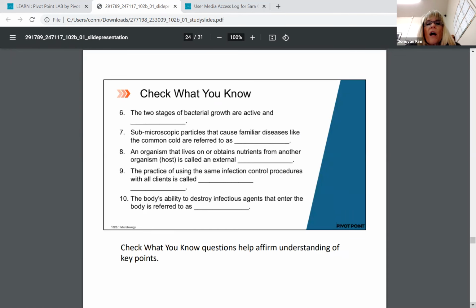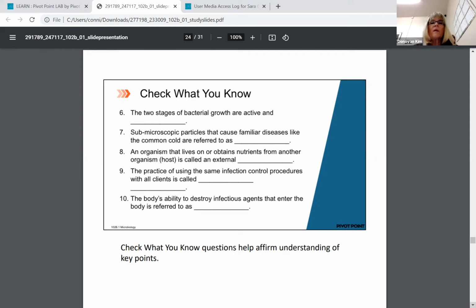Two stages of growth are active and inactive. Submicroscopic particles that cause familiar diseases like the common cold are referred to as viruses. An organism that lives on or obtains nutrients from another organism or host is called a parasite. The practice of using the same infection control procedures with all clients is called standard precautions, or it could be general precautions, or universal precautions. But I think they're using standard precautions more.